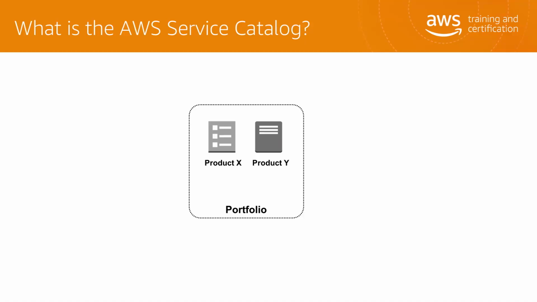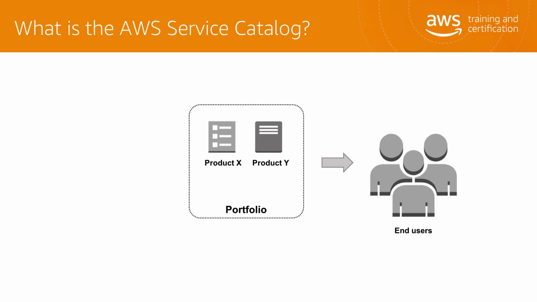Organizations benefit from the AWS Service Catalog because their end users can find and then launch only the approved products that they need from a catalog that administrators control. The AWS Service Catalog enables you to create, manage, and distribute catalogs of approved IT services to your end users. This means that end users can then access the products they need quickly and deploy them easily.